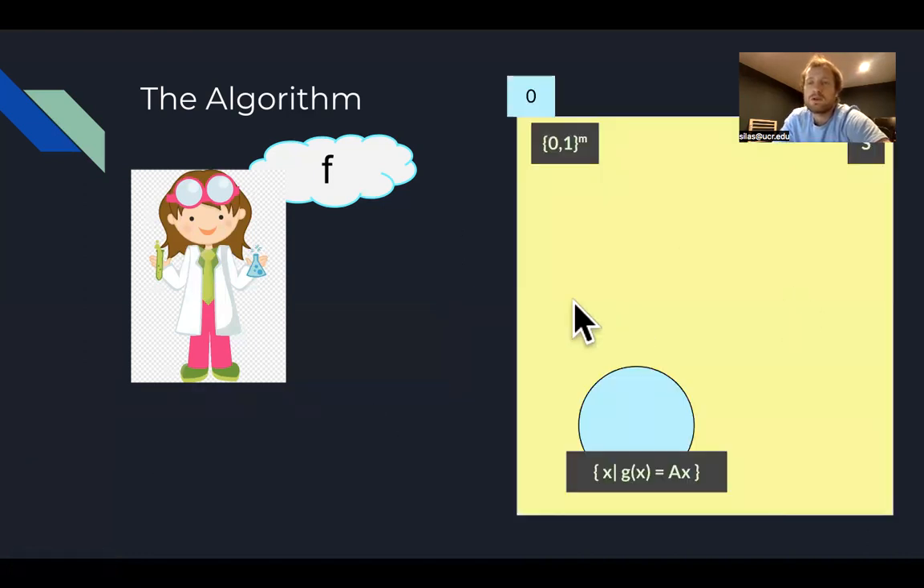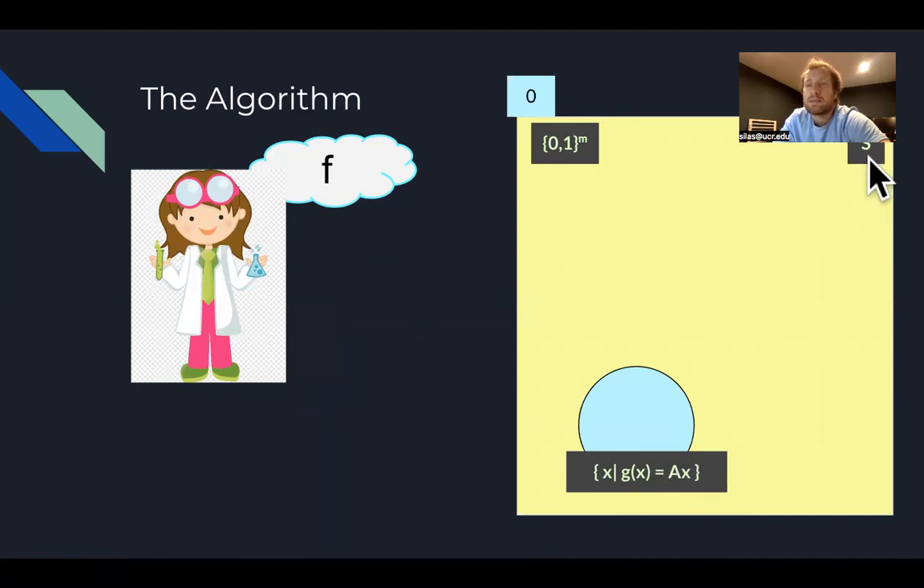Okay, so let's look visually at what that algorithm is suggesting that we do. In this picture, the yellow is the entire domain {0,1}^m. This blue is the set of x's where the function f agrees with A(x). So this is basically the set that we're looking for. If we can find the set, then we can find A.